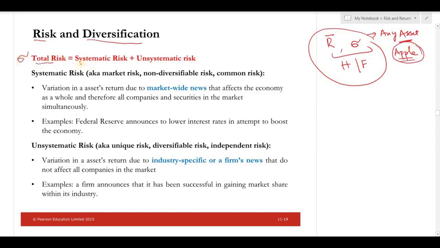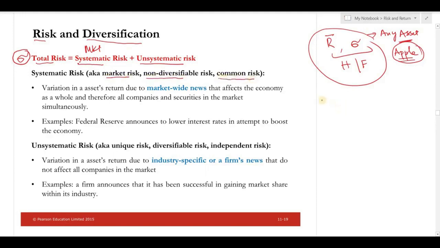And standard deviation, we had, is equal to systematic risk as well as unsystematic risk. So the total risk of a company is represented by standard deviation, and in that total risk we have some market risk, that is systematic risk, and we have some business risk, that is unsystematic risk. Okay, so systematic risk is also called market risk, non-diversifiable risk, or we call it common risk.